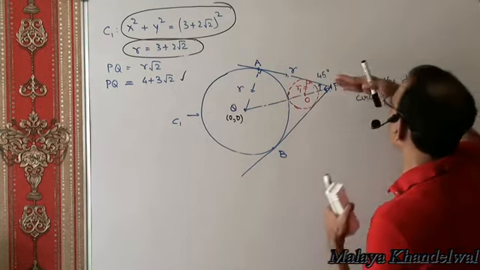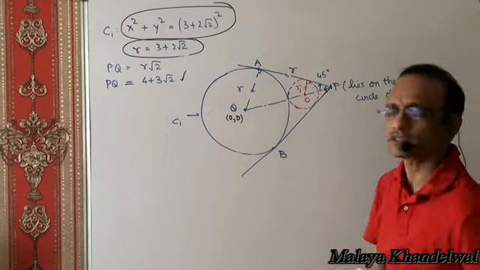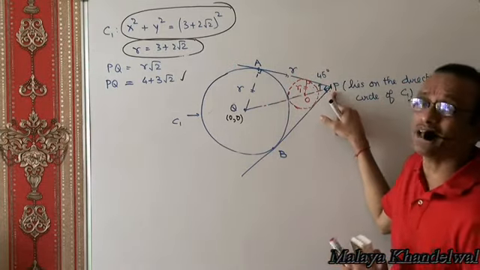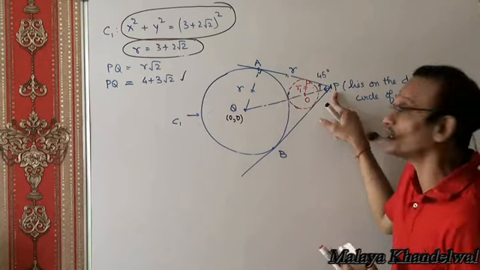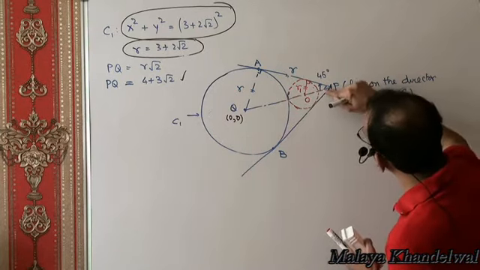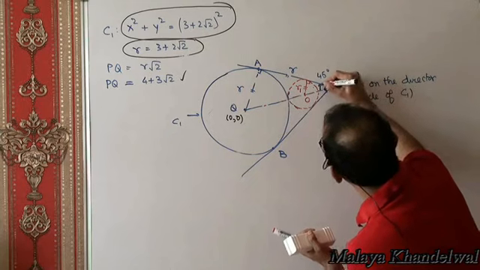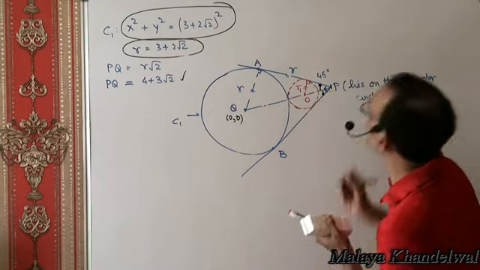What can you say of the pair of tangents drawn from P to the circle? They must be perpendicular. Why? Because P lies on the director circle. And very clearly this is 90 degrees. So you see this angle would be 45. This angle will be 45.